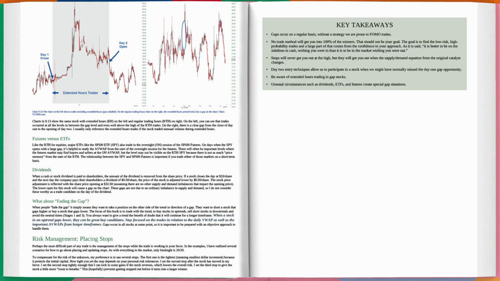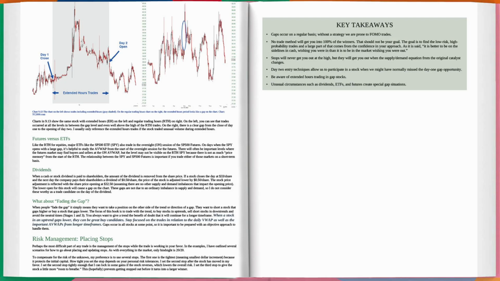I set the second stop after the stock has moved in my favor. I set the second stop tightly enough that I can lock in some gains if the stock reverses, which lowers the overall risk. I set the third stop to give the stock a little more room to breathe. This hopefully prevents getting stopped out before it turns into a larger winner.